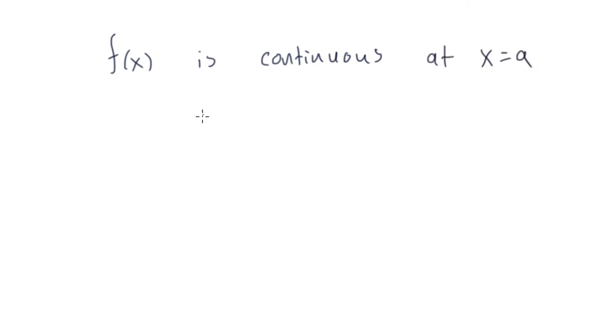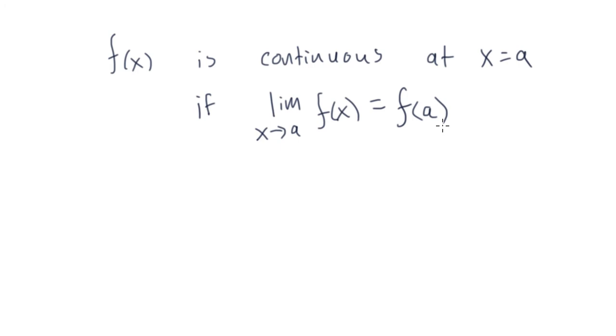So the last thing we want to talk about with limits is this idea of continuity. Recall, for a function of one variable, f will be continuous at some point x equals a if the limit exists as x approaches a of f of x, and that limit is actually equal to the function value at a.